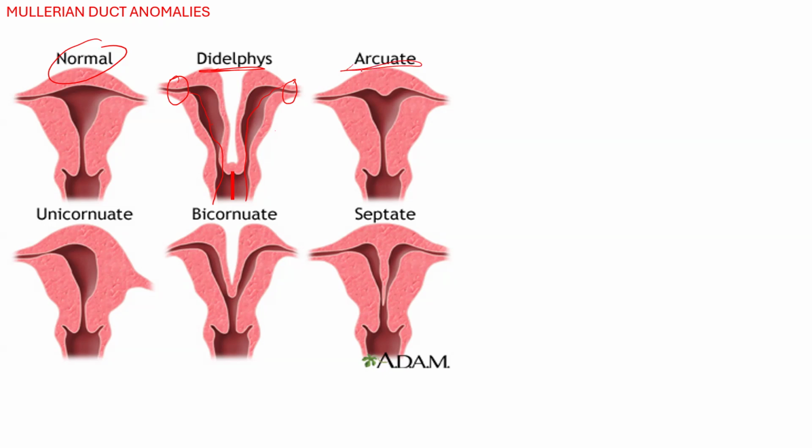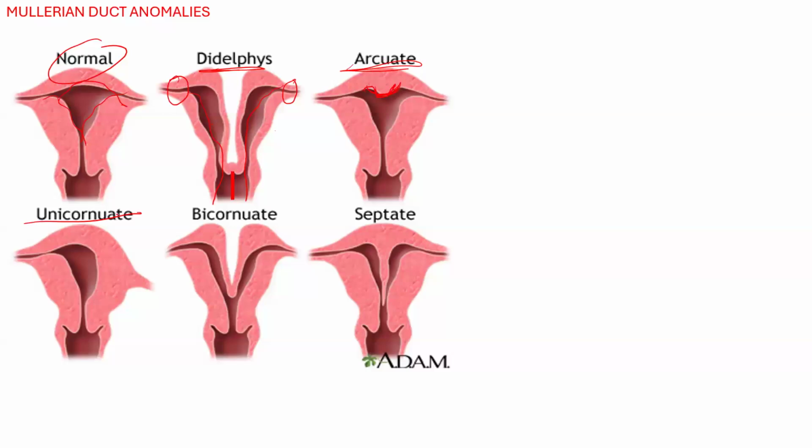Then you have the arcuate uterus here. What is happening here is that the fundus did not balloon outwards. Normally, after the two Müllerian ducts fuse, the upper part should balloon outwards or upwards. But in this case, that cranial part where the two Müllerian ducts met did not balloon outwards. So that's known as an arcuate uterus.